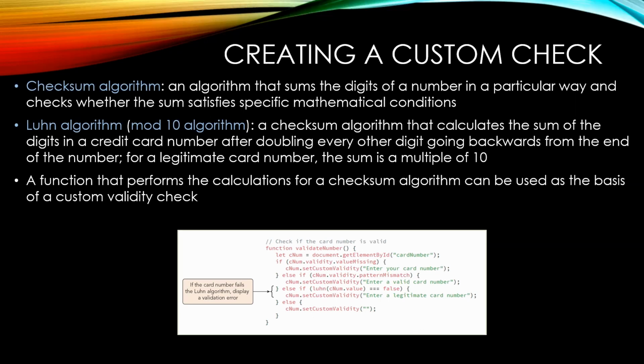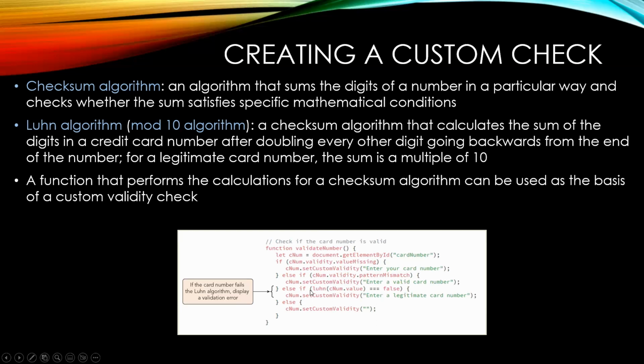There is a specific algorithm out there that will calculate the sum of the digits in a credit card number after doubling every other digit, going backwards from the end of the number for a legitimate card number. And the sum is always going to be a multiple of 10. So this is going to go in our credit card. A function that performs the calculation for a checksum algorithm can be used as a custom validity check.